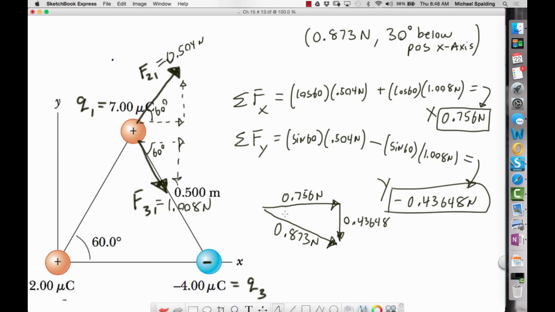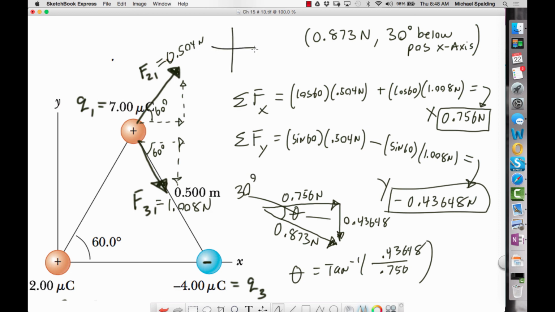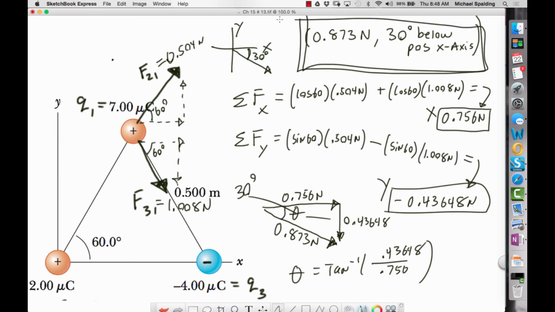And then we need this angle. To find that angle, just go tangent inverse, opposite is 0.43648, adjacent is 0.756, like that. It comes out at 30 degrees. Now, are you just going to say 30 degrees? No. Here we have x and y, and our final force is pointing down like that. So how do you express that 30 degrees? You'd say 30 degrees below positive x. So here's the final answer. That's mainly a vector problem.